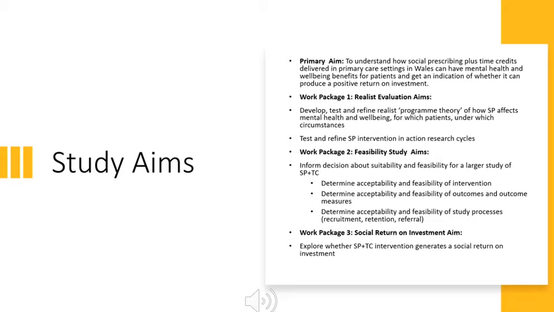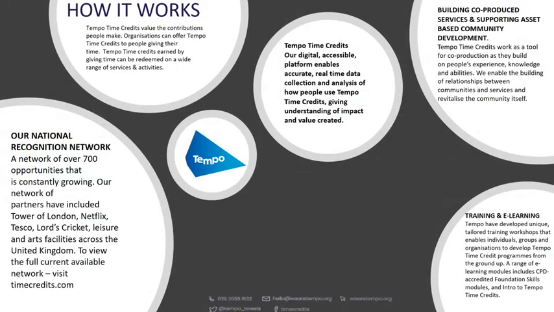social return on investment. Tempo time credits have been around for over 12 years, building local and national networks of organisations from across all sectors to encourage more people to participate in their local community. We do this through time credits. Time credits value and recognise the time given by people. For every hour given, you receive 1 time credit, which can then be spent on a range of activities in our network. We have an online platform where volunteers can see where they've earned and used time credits, as well as identify new activities. Organisations can also track and learn about their volunteers' activities, as well as understanding the impact and the value created.